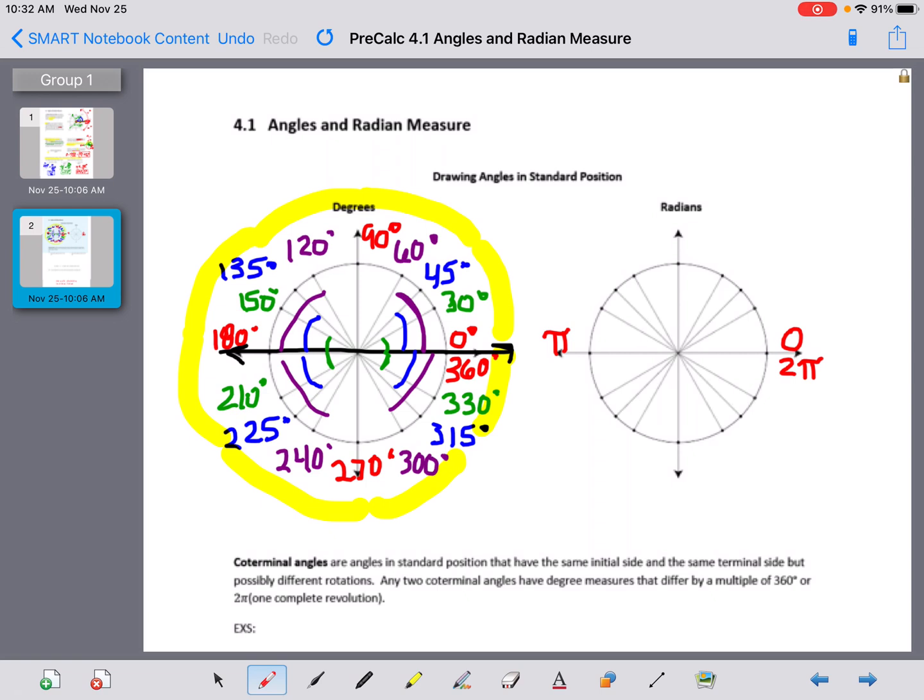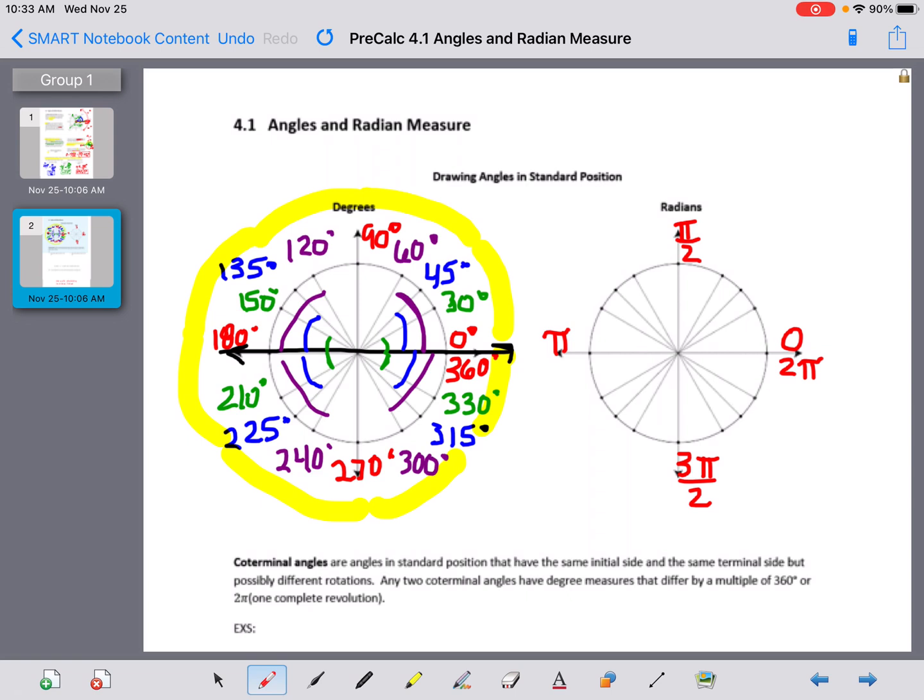Okay, halfway between 0 and pi is pi over 2. Okay, and I do not want to see 0.5 pi ever. I want to see a fraction. Between pi and 2 pi is 3 pi over 2. Okay, because it's pi plus half a pi, so it's 3 pi over 2. I don't want to see 1.5 pi. I want to see 3 pi over 2. Okay, those are our 4 kind of anchor marks.